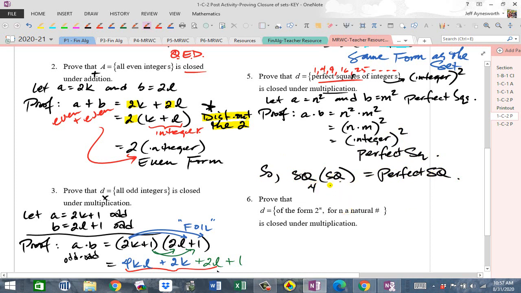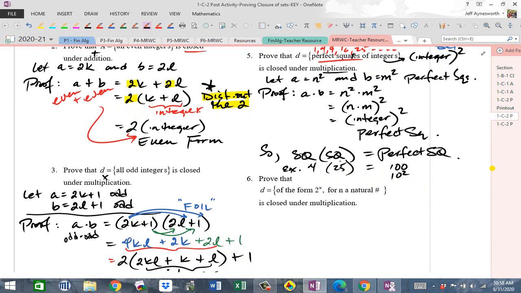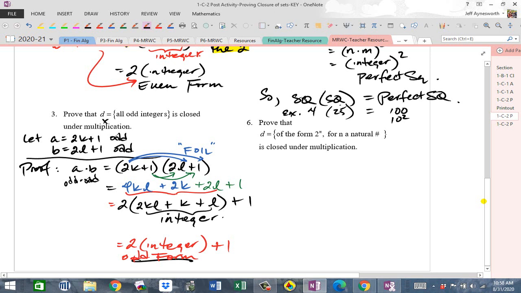Just like 4 times, let's say, 25, those are perfect squares, gives you 100. And guess what? That's 10 squared. That's just an example, by the way. And that's how you handle it. So these algebraic proofs, you've got to get used to them, and you get used to them by doing.